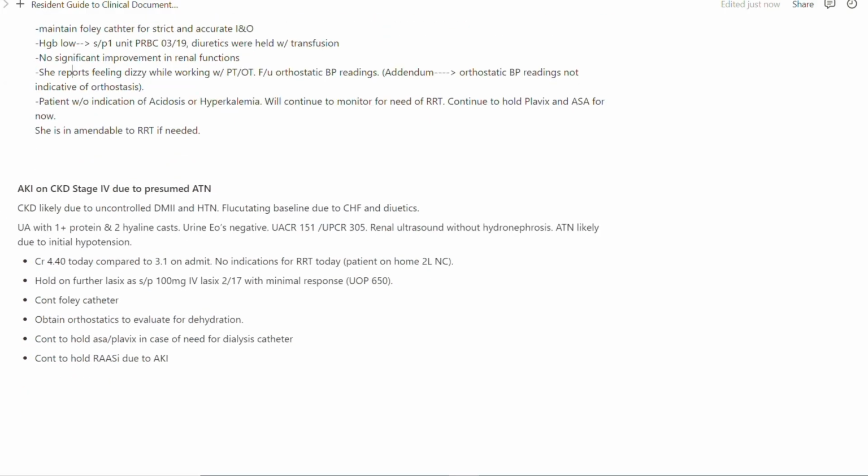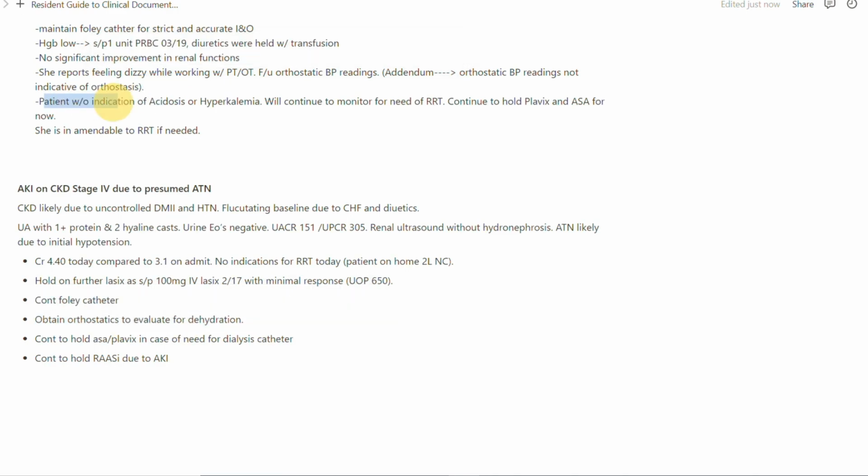She reports feeling dizzy while working with PT and OT. Follow-up orthostatics. Addendum: orthostatic BP readings not indicative of orthostasis. So I don't know if they went back to addend their note later or this is a following day. I'm not sure, but I'm just going to shorten that to obtain orthostatics to evaluate for dehydration.